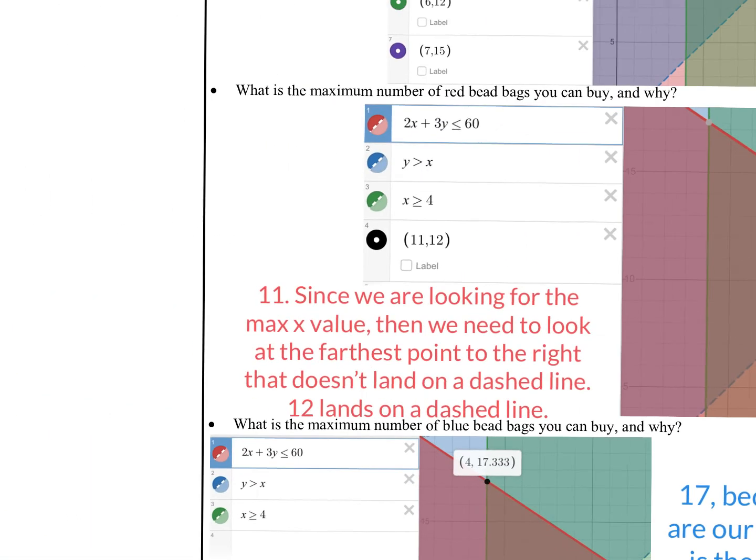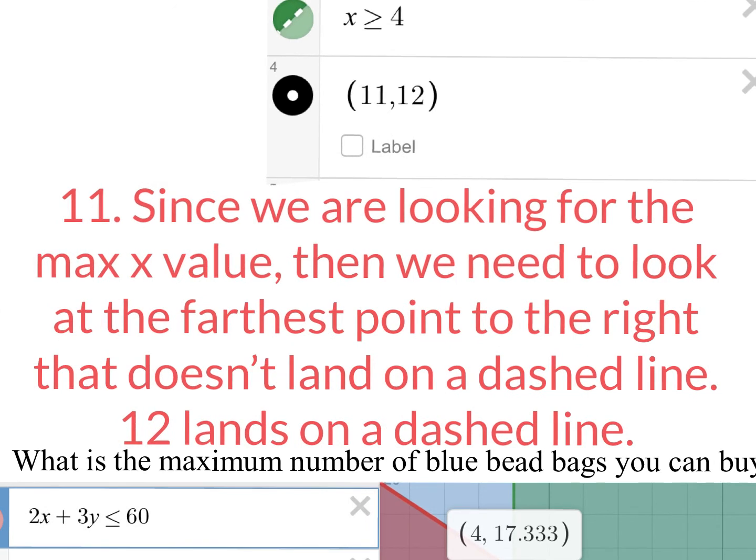And so this sums it up right there. Since we're looking for the max x value, we need to look at the farthest point to the right that doesn't land on a dashed line. 12 lands on a dashed line, 11 doesn't.